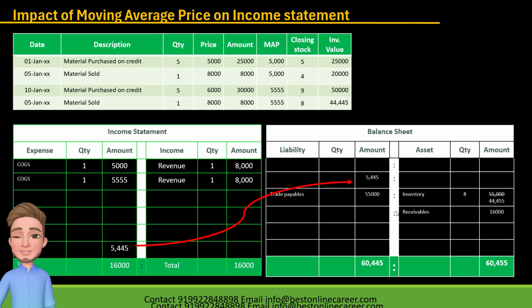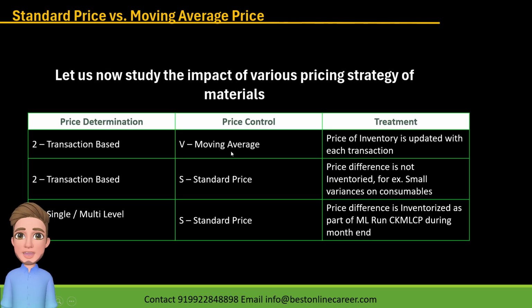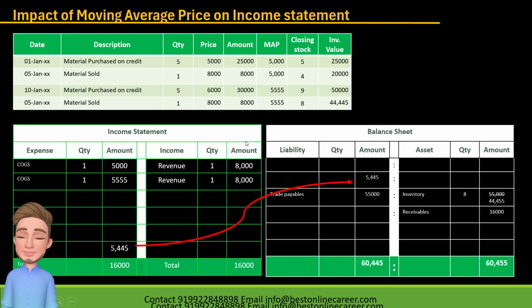Now this is as per moving average price. In moving average price, the inventory is loaded with the price differences that come with each purchase at each transaction. Now this is what we achieve using the moving average price, which I have shown you in the previous screen, which is it is transaction based. The price is determined with each transaction and then based on moving average price.